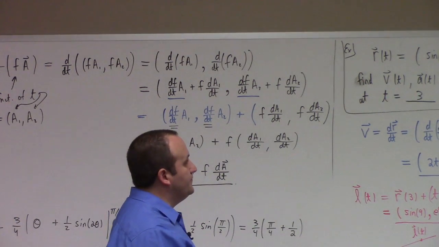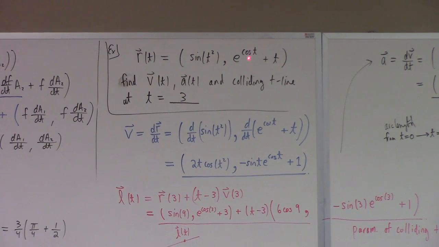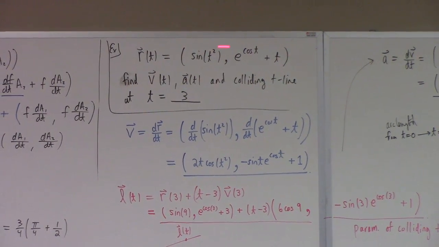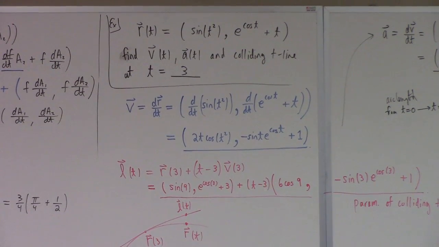This is another example. Here's a path, sine of t squared, e to the cosine t plus t. This is kind of awful. I think the one I gave you in the homework, which I have inconveniently left back there, is simpler. But anyway, let's work through this one. So find the velocity, find the acceleration, and also find the colliding tangent line at t equals 3. The earlier section forced 3 upon me, so we're stuck with it. It's not pretty, but it's not too bad either.